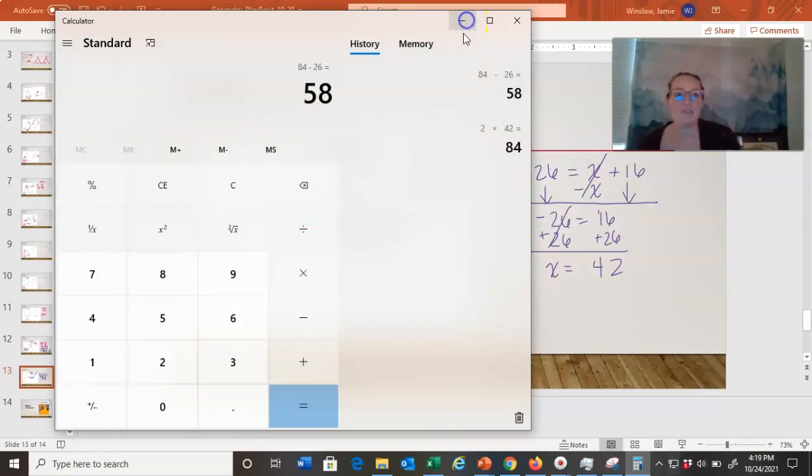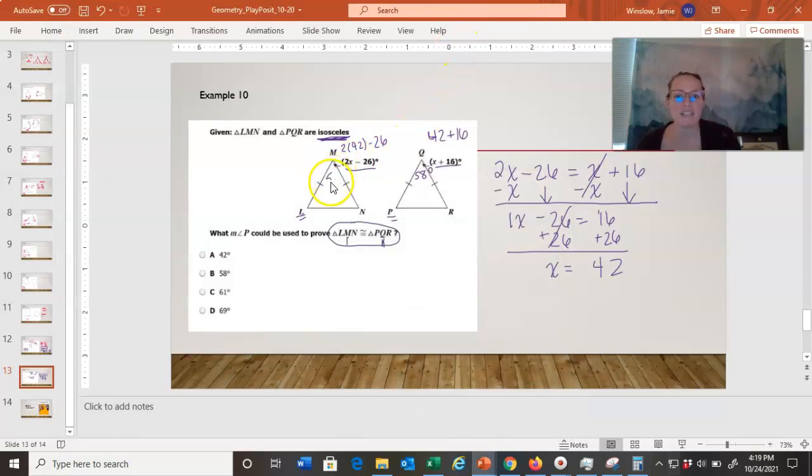Now most of you may have been going, it's 58 degrees. And we know that's true, right? Because these angles are corresponding. They match up. Plus we set them equal. And so we would have known that they're both 58. But I just wanted to make sure.